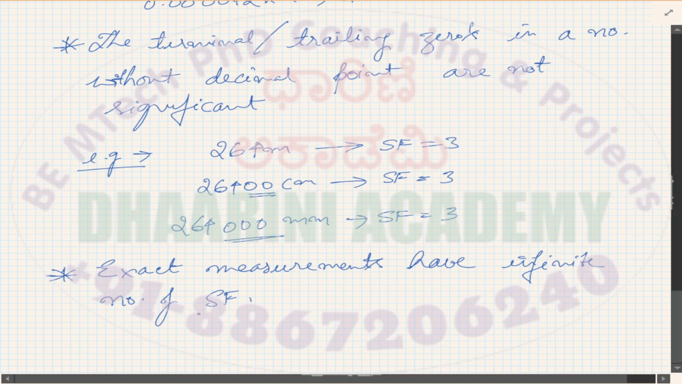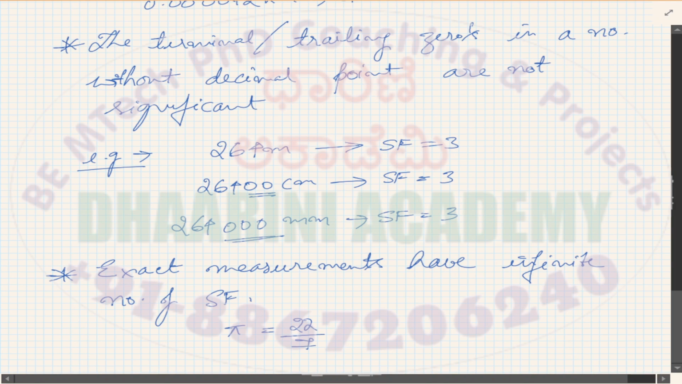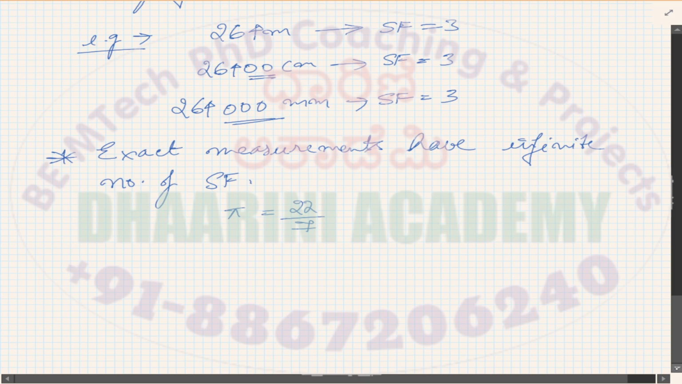For example, if you write pi, the value of pi is equal to 22 by 7. This is the exact value, so this is expected to have infinite number of SF. And say the number of students in a class, we say exact representation. I know that in my class I have 50 students. So that also is going to have the, since the measurement is exact, you can say that it has infinite number of significant figures. Anyway, this last point is not applicable for all the cases.